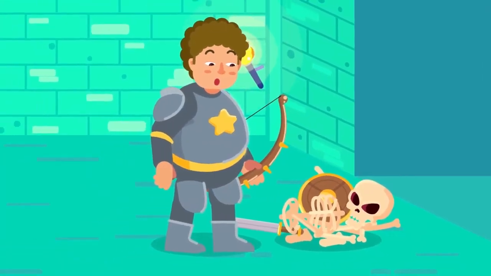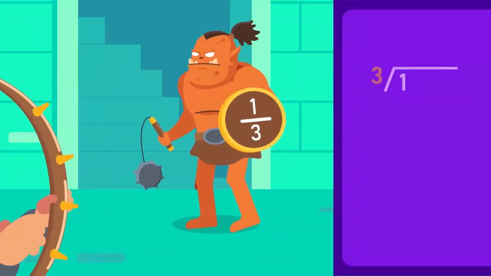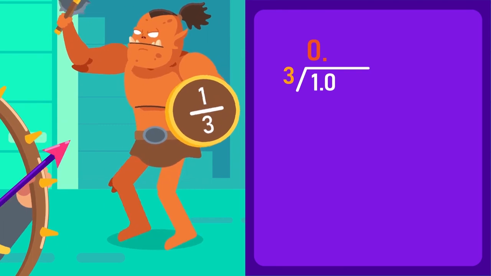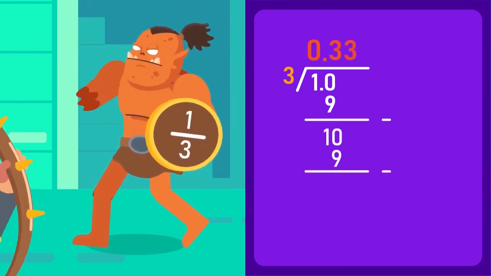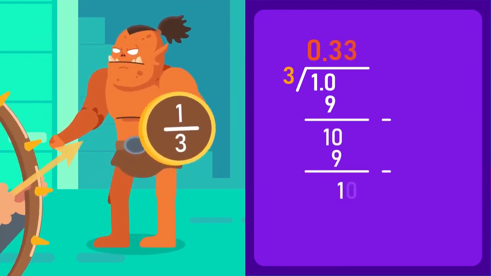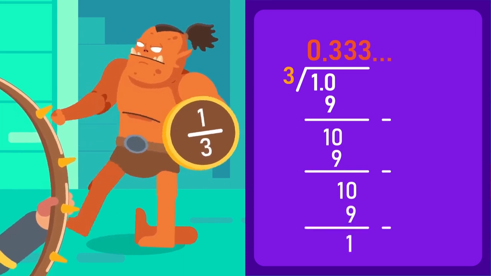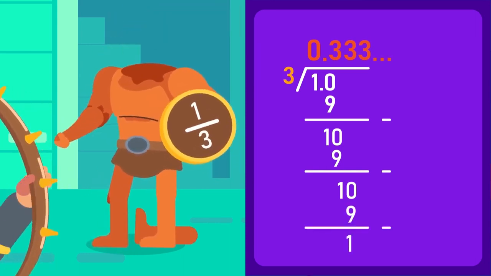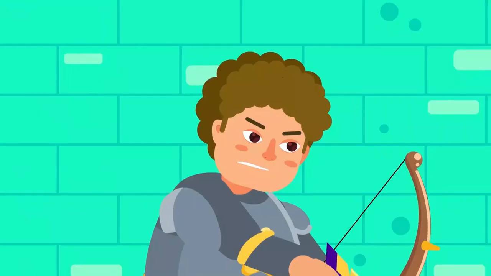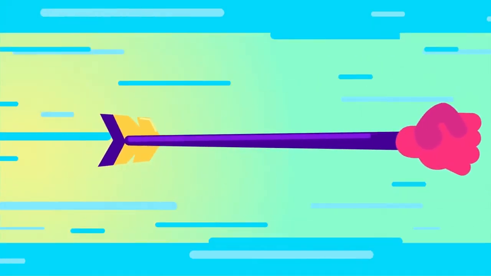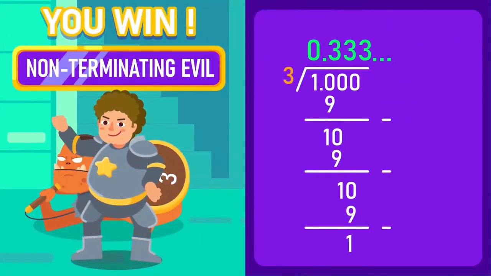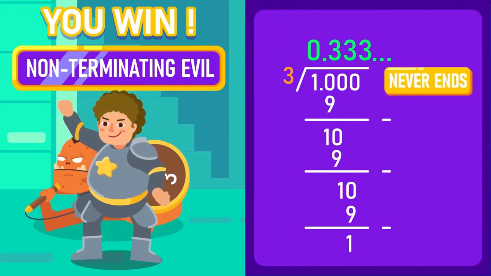Now let's take another number, 1 over 3. If we see this example, the division never ends. The remainder again and again appears to be 1, and the quotient keeps on repeating as 0.33333 and so on. Therefore, a decimal number where the number of digits after the decimal point is infinite is called a non-terminating decimal number, a decimal number that never ends.